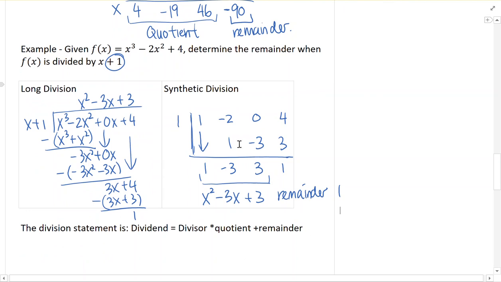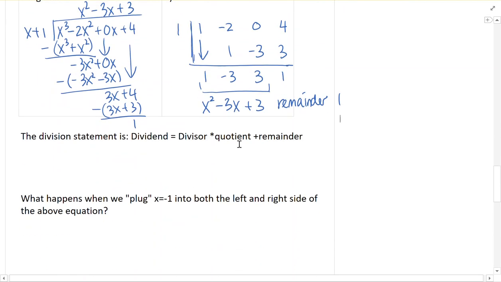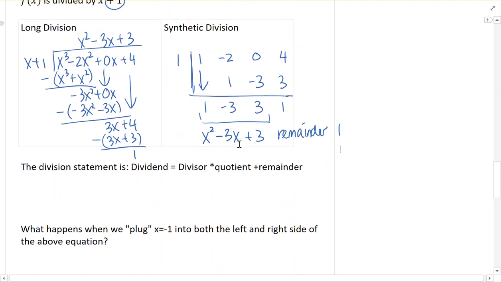Okay. All right. So division statement. Okay, let's rewrite this out. So the dividend is x cubed minus 2x squared plus 4, since when you're writing the division statement, you can take out that zero coefficient term, equals the divisor x plus 1 times the quotient x squared minus 3x plus 3, plus the remainder 1.